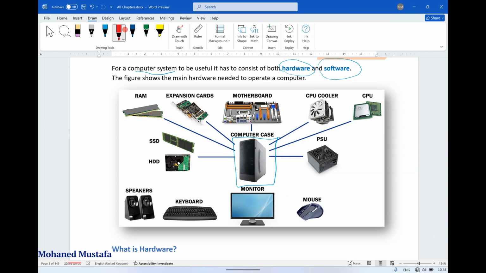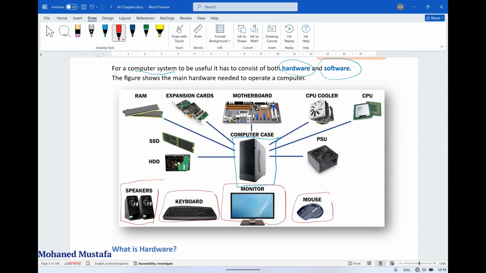For example, you can now see the monitor alone, isn't it? So this is an external hardware. Can you see the mouse? Yes, this is an external hardware. Can you see the keyboard? This is an external hardware, and you can touch them. These are physical external components. And if we have speakers, you will also see the speakers.